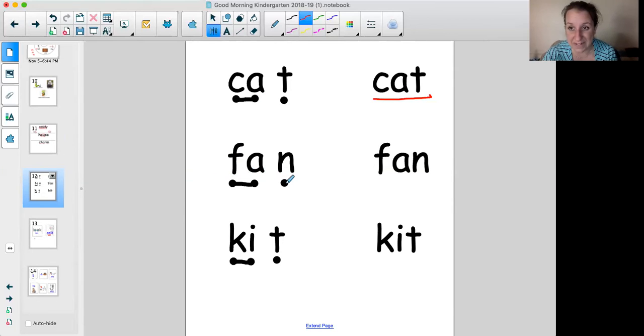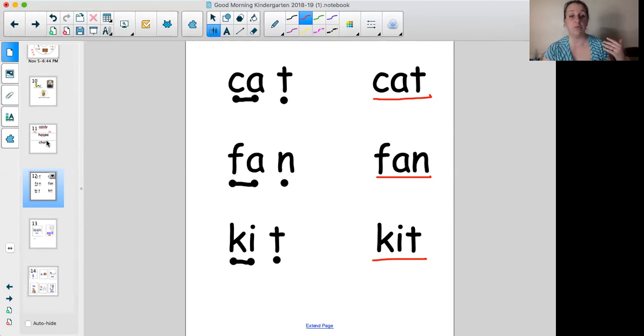Fan. Okay? And then you're going to go, fan. All right, one more time. Instead of going k, eh, we're going to go kit. Oh, it's kit. Because you hear it. You hear it so much better when you attach that vowel to the first sound. You hear it so much better when you're trying to read.